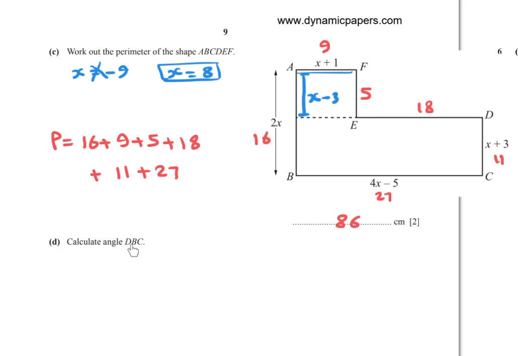D, calculate the angle DBC. Angle DBC. So join DB to find this angle. We have the opposite, which is 11, and the adjacent, which is 27. So tan inverse of 11 over 27 equals 22.2 to 1 decimal place.